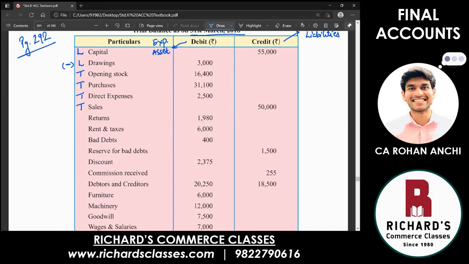Now the next item only says returns. Is this purchase returns or sales returns? What do you think? Only the word returns is given. Which type of returns are these? Sales return. You can take a guess, and you are right. Sales returns is correct, because sales and the returns will never come on the same side, and these items are not on the same side.